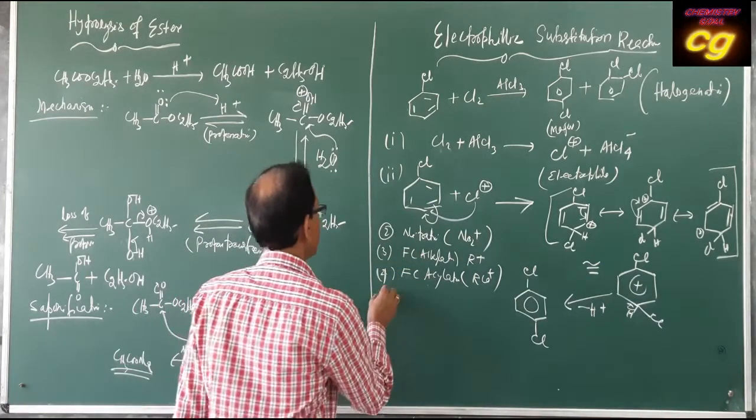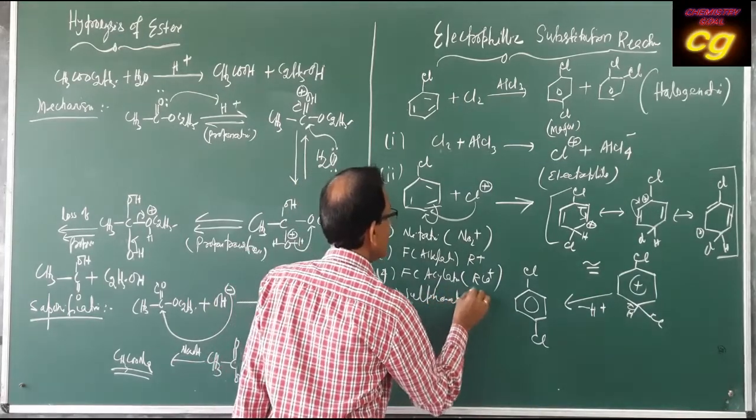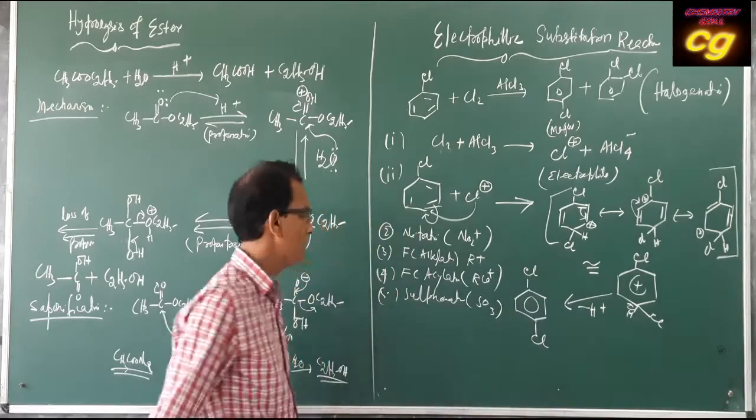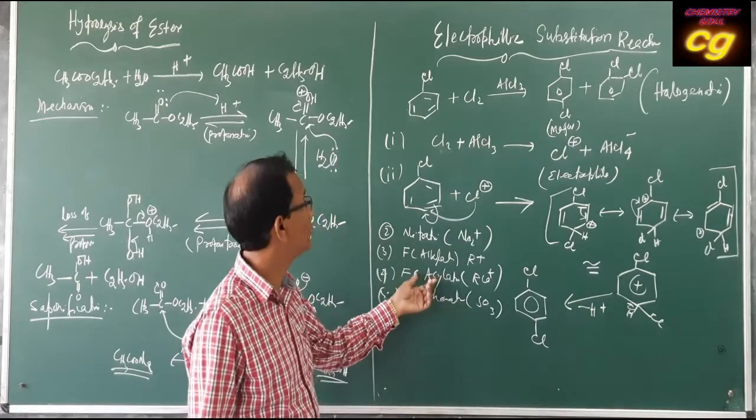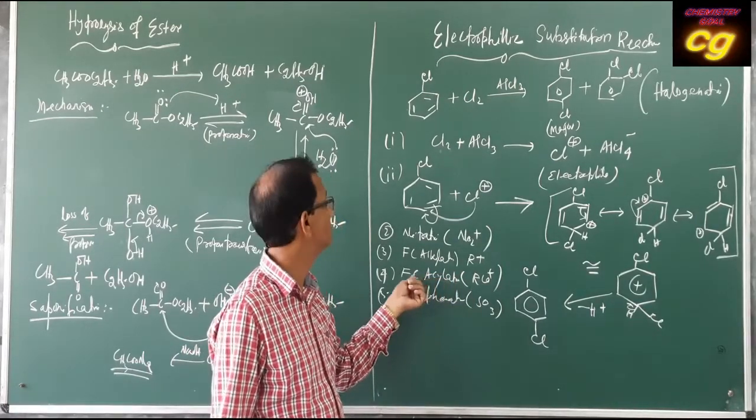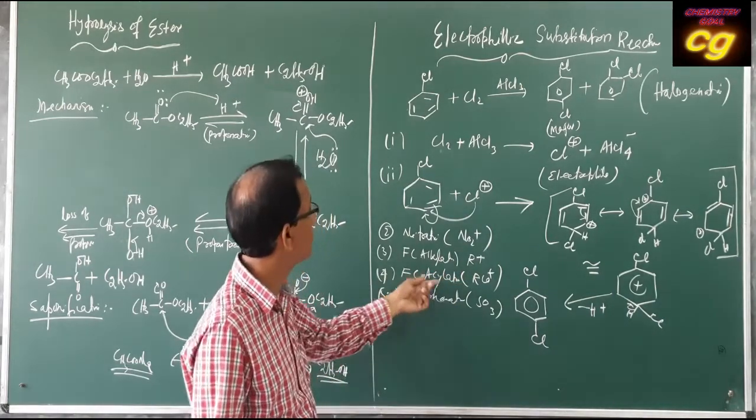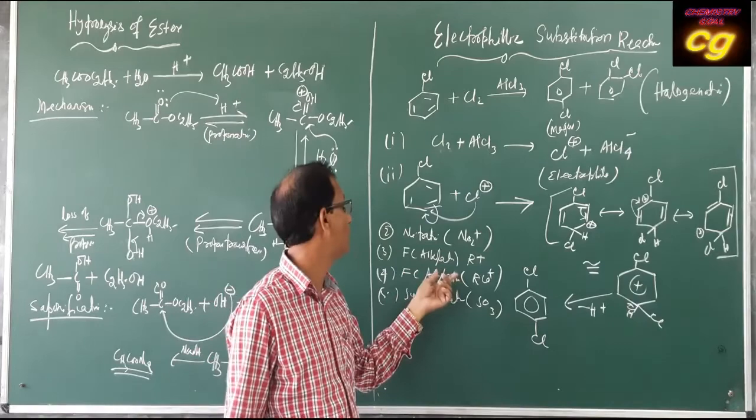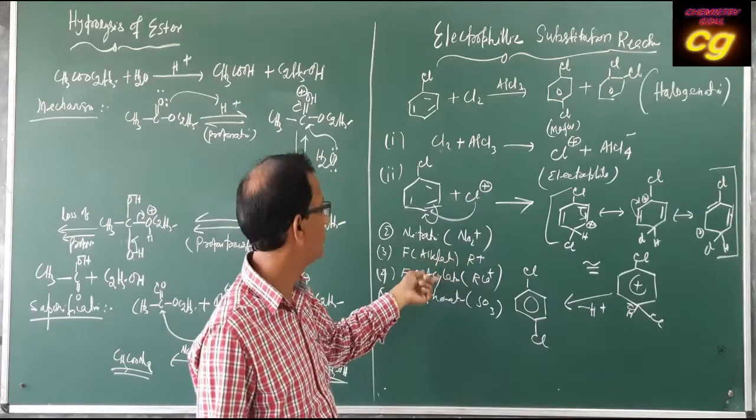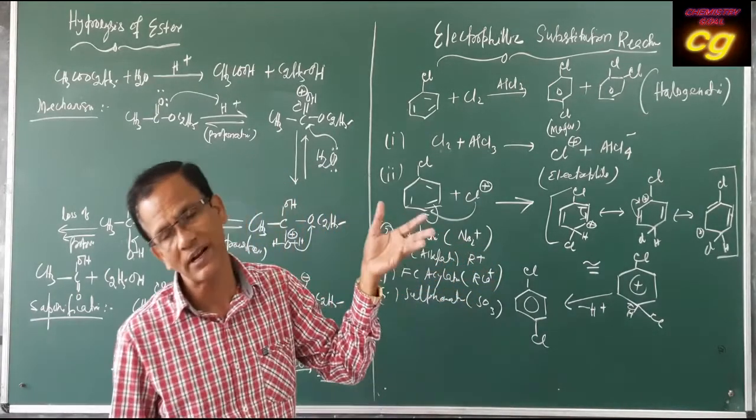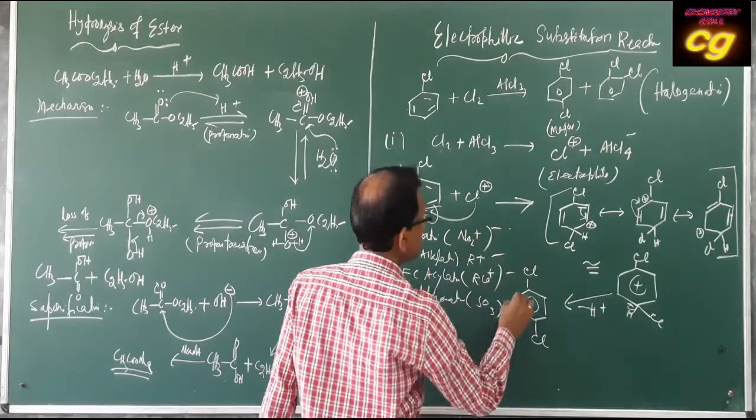Then sulfonation. Here the electrophile is SO3. This is produced mainly from sulfuric acid. For acylation, it is produced from an acyl compound containing an acyl group and your aluminum chloride. For alkylation, haloalkane and aluminum chloride. Nitration generally takes place in the presence of nitric acid and sulfuric acid. These are the electrophiles produced during the combination.